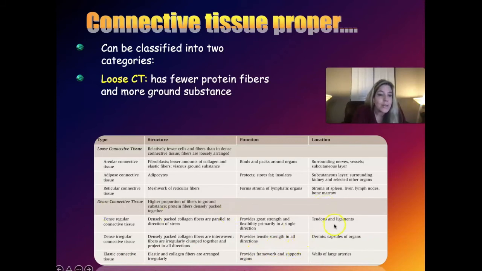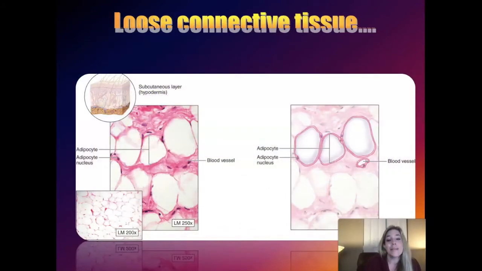So dense regular, we're talking tendons and ligaments. Dense irregular, you're going to find this in the dermis of the skin and in capsules of organs. And elastic connective tissue, the walls of large arteries. So trying to keep track of locations where you find these different things is really going to help you later on. But this chart's kind of nice for just separating out the different subcategories in loose versus dense connective tissue proper. So let's take a visual look at some of this loose connective tissue.